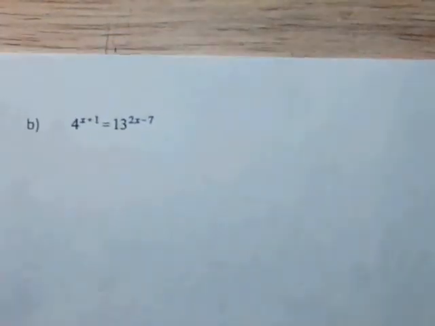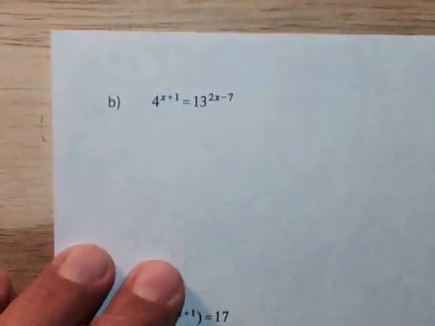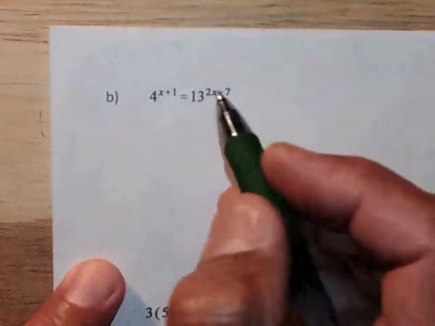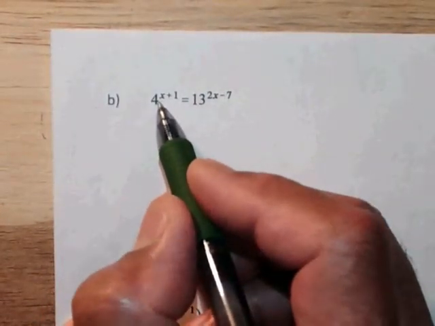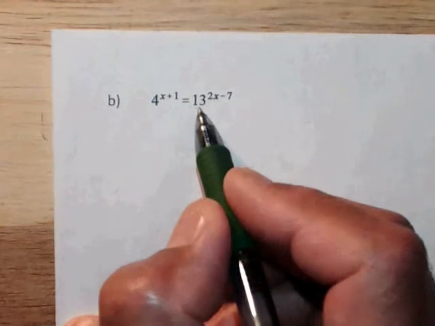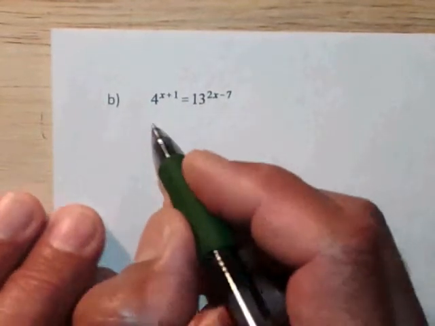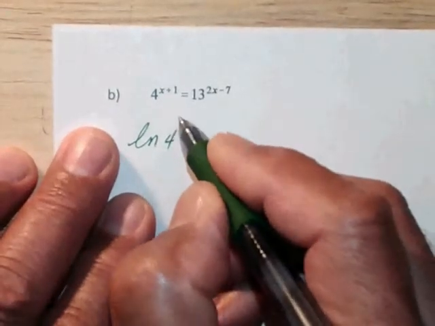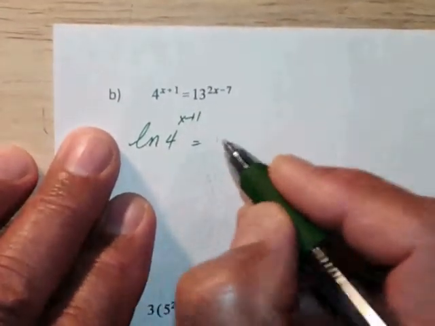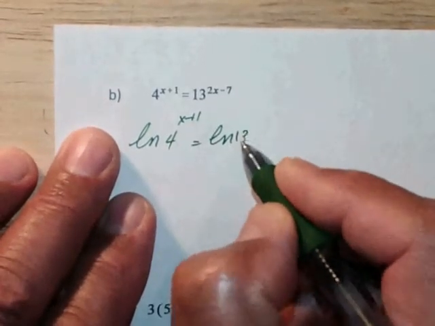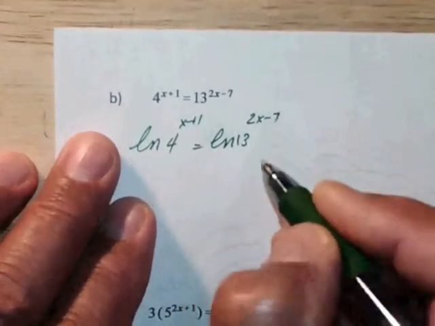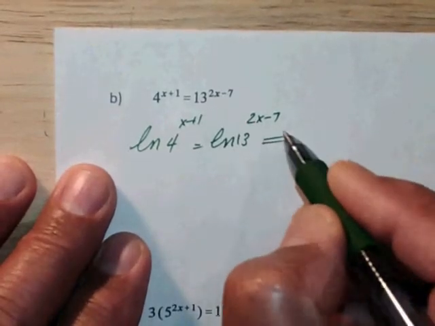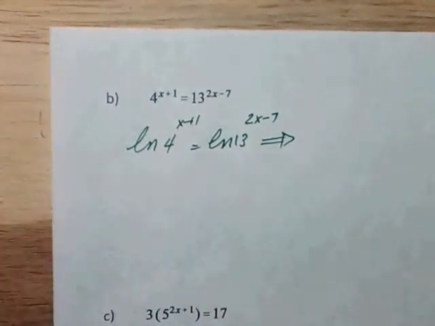Okay. The next one. We have some more examples here. Let's do another one. This is example B. See, this is type 1 because on the left side the base is 4, on the right side the base is 13, so I apply the natural log. So I say natural log of 4 to the power x plus 1 is equal to natural log of 13 to the power 2x minus 7.